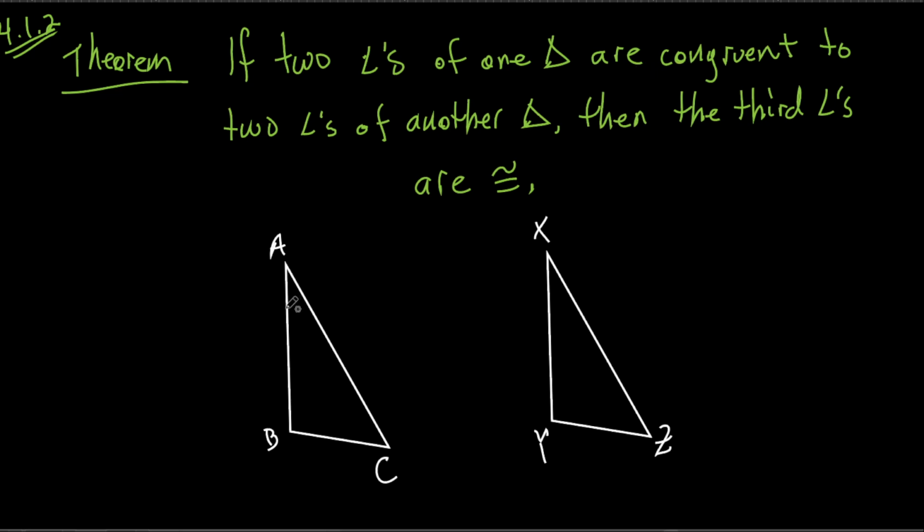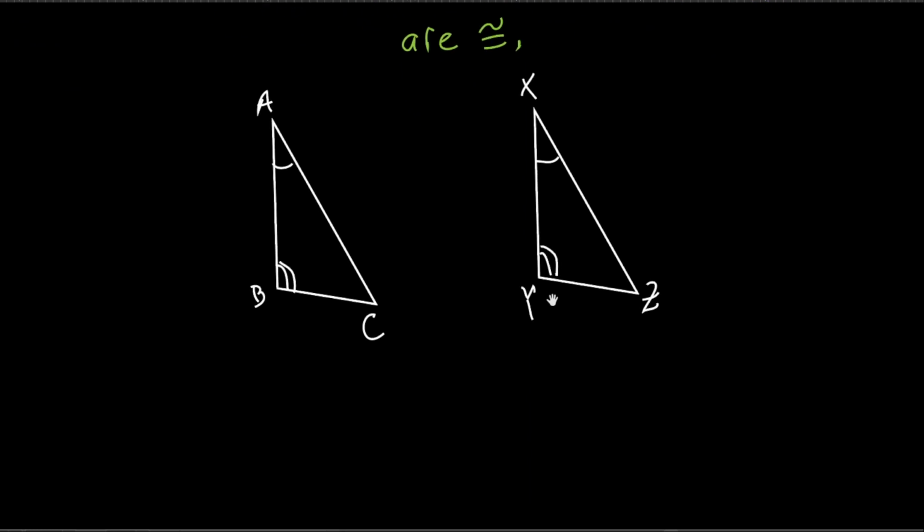So for instance, let's say they told you, now we don't know this unless they tell us, okay? So if they told us angle A was equal to angle X, and if they told us that angle B was equal to angle Y, this theorem says what must be true about C and Z? They're equal to each other. And then why would that be true? Because you're taking them both away from what?